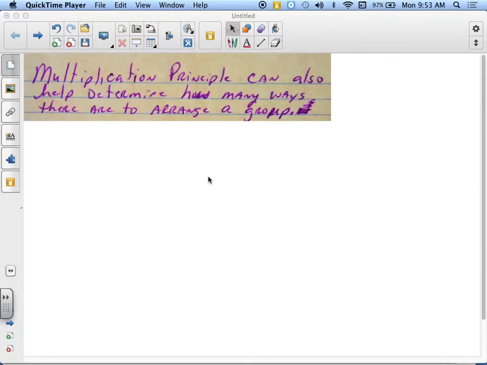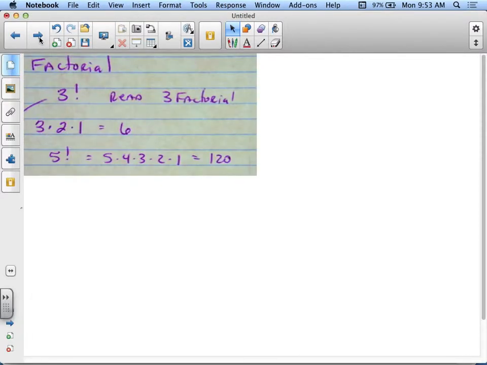Okay, using the multiplication rule can also help determine how many ways there are to arrange a group. For instance, factorial. When we use the word factorial, the way we write it is 3 exclamation point. And the way we read that is 3 factorial, which means 3 times 2 times 1. And when you multiply all those together, that equals 6.